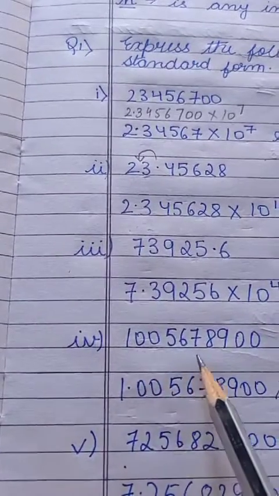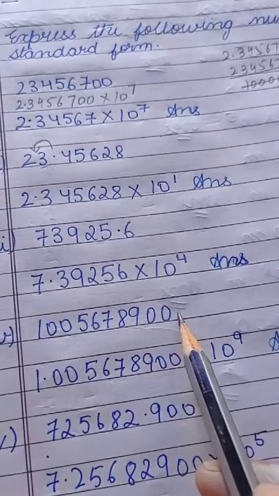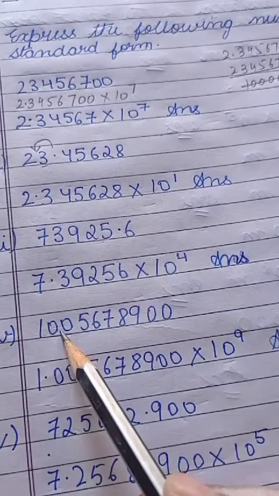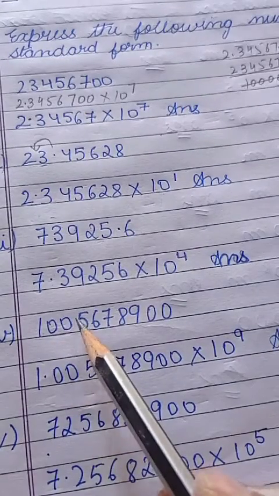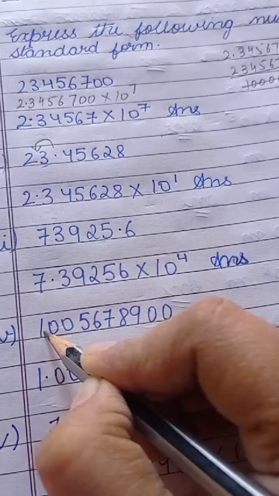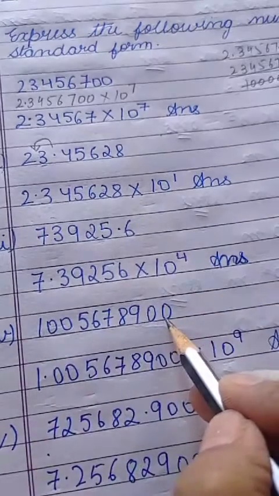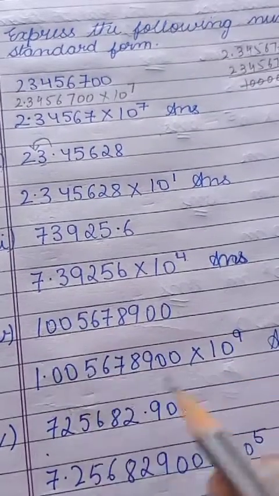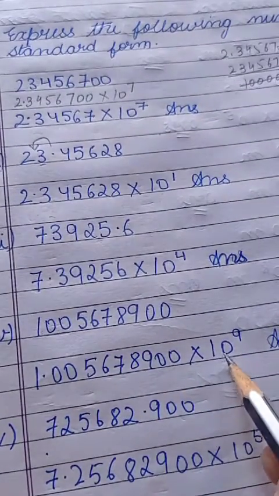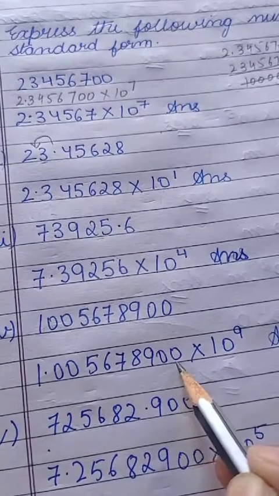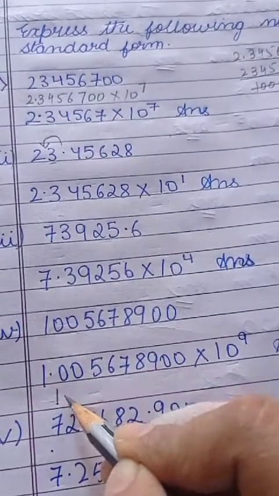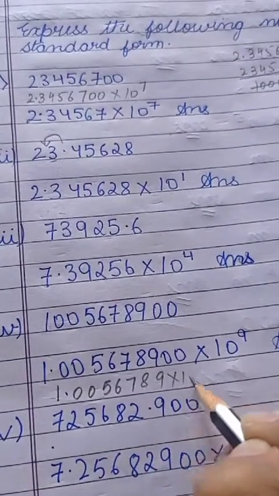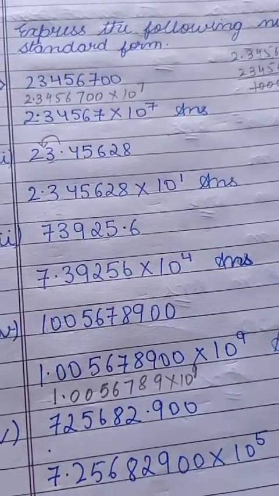Next is no decimal, means we have to start from here. So in order to make it between 1 to 10, if we'll write decimal over here, it will be 10 point something, more than 10. So decimal should be here, 1 point something. So count the number of digits: 1, 2, 3, 4, 5, 6, 7, 8, 9. Clear? This multiply 10 raised to the power 9. Again 2 zeros. No need. You can write this expression as 1.0056789 into 10 raised to the power 9 is your answer.